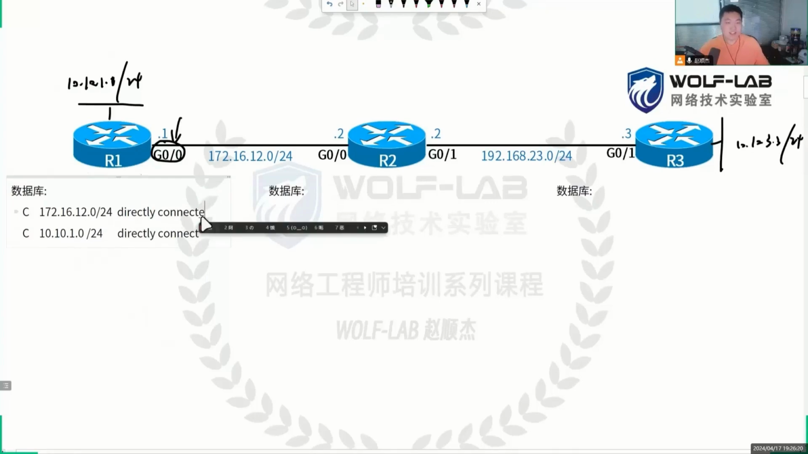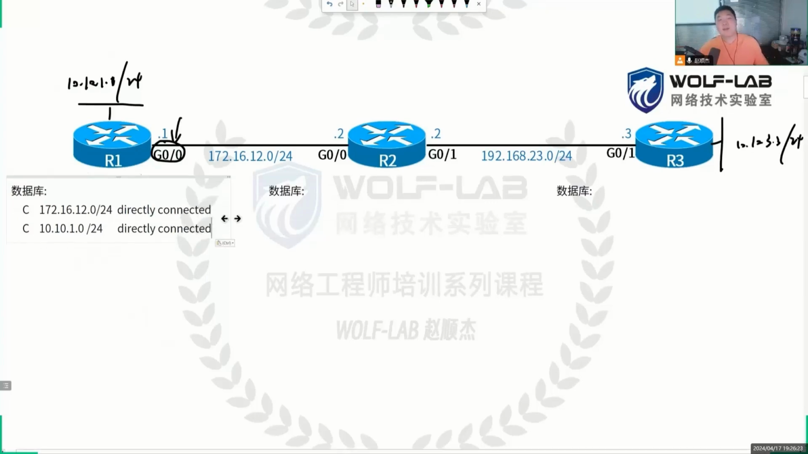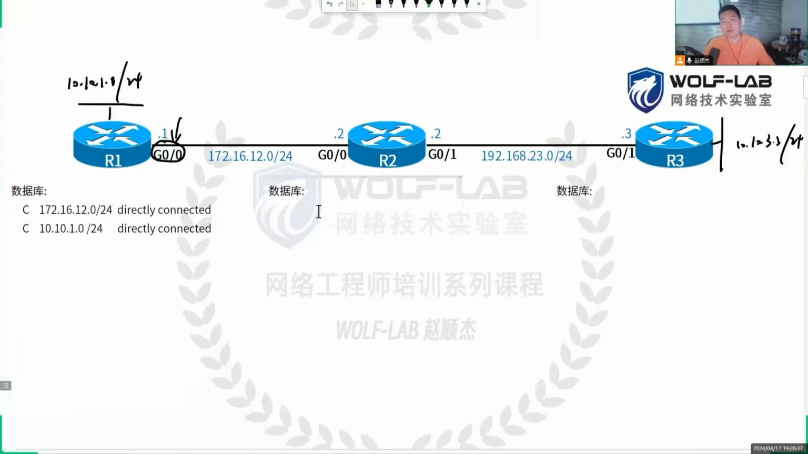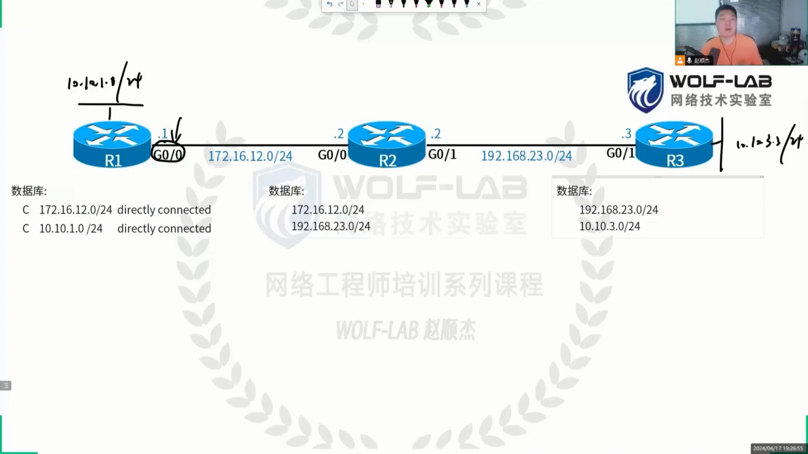R2 also runs a distance vector routing protocol and adds its own directly connected routes. For example, the 0 interface is running it, so it puts its directly connected route, 172.16.12.0/24, in its own database. There's also 192.168.23.0/24, our directly connected route toward R3. Similarly, if the interface runs a distance vector routing protocol, our 23.0 directly connected route and R3's 10.3.3.0/24 directly connected route will be placed in the database.